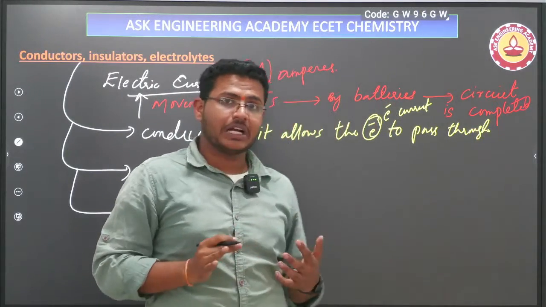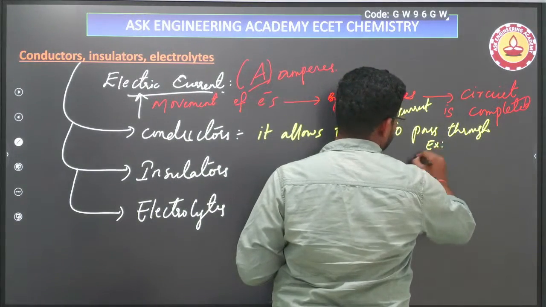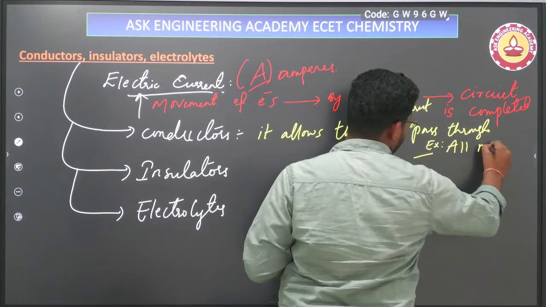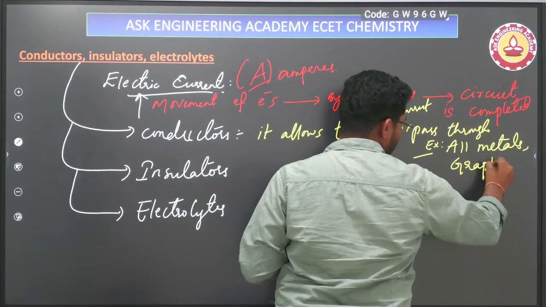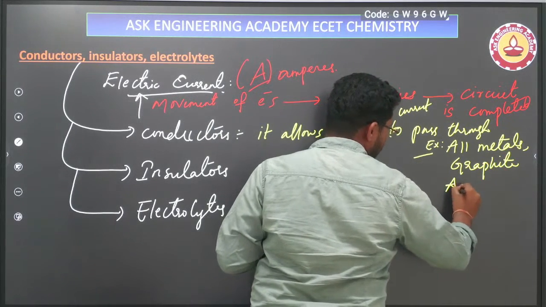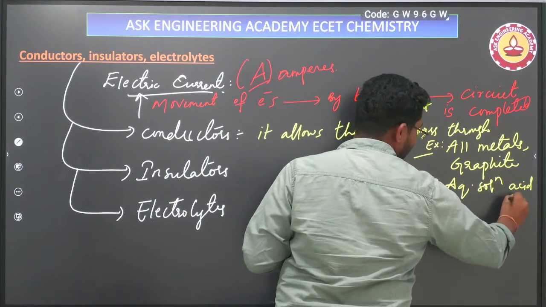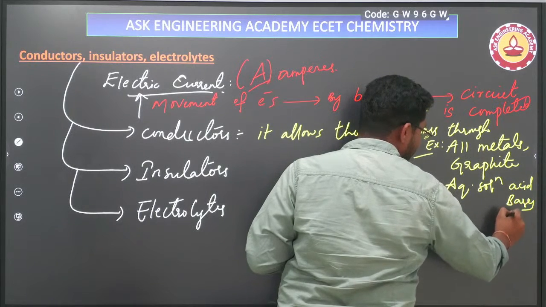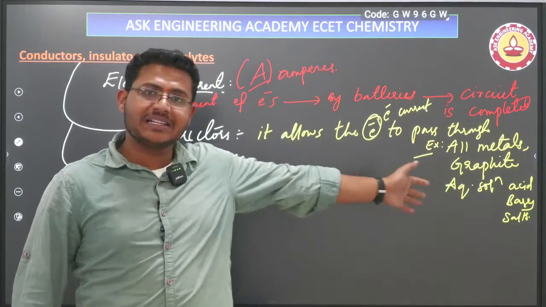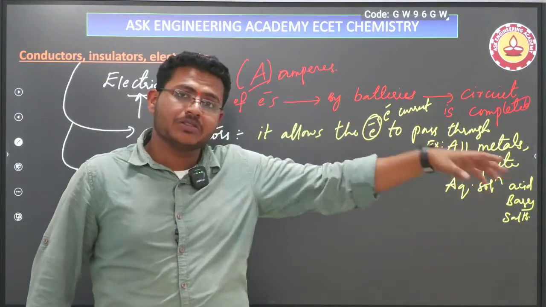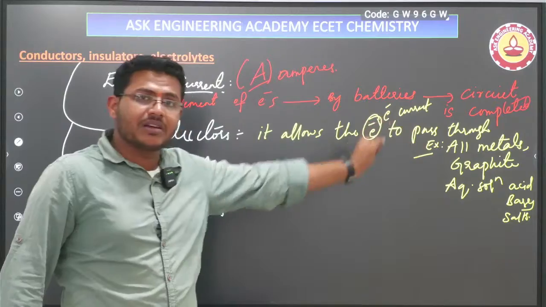The best examples for conductors are all metals, and graphite, which is a non-metal, and aqueous solutions of acids, bases and salts. So these are the best examples of conductors that conduct electricity because they have free electrons. There is a possibility of movement of electrons. Because of that reason, they are considered as conductors.